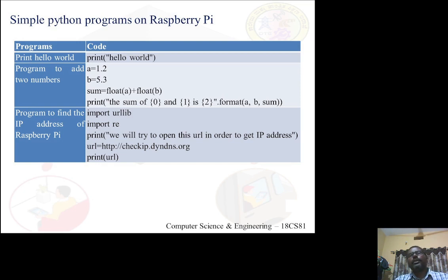And the second code here shows you how to add two numbers. See here, I have used two variables, a and b, initialized with the two floating point values 1.2 and 5.3. Now, as usual, plus is the addition operator, and the result will be stored in the variable sum. Then make use of the print statement.